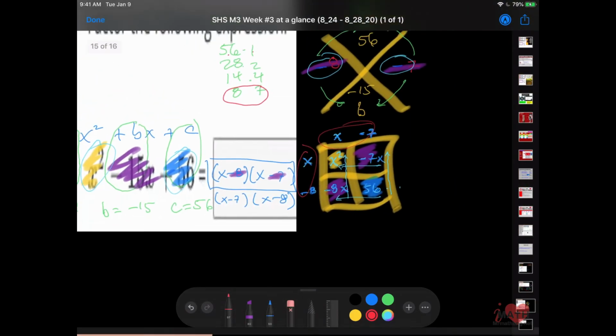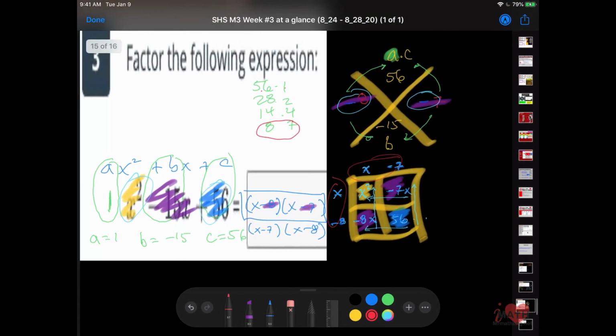In summary, when you're having a trinomial, there are 3 terms: 1, 2, 3. Identify your a, b, and c. Put it into the x, and you get an answer. If you don't see it, you can also use the box, and you'll still get an answer. Okay?